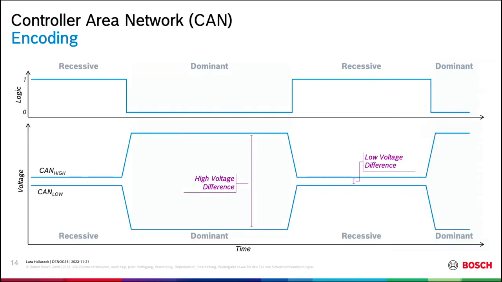In CAN, the signals are transmitted by comparing the voltages of CAN high and CAN low to each other. If there's a high difference between these 2 lines, then this is interpreted as a logical 0, the dominant signal. And if there's a low difference between these signals, then this is considered as the 1, which in CAN is the recessive signal.